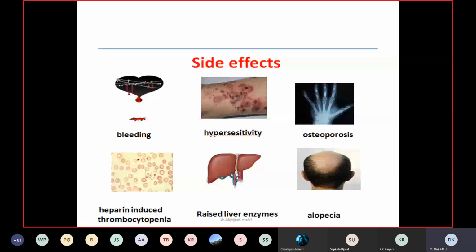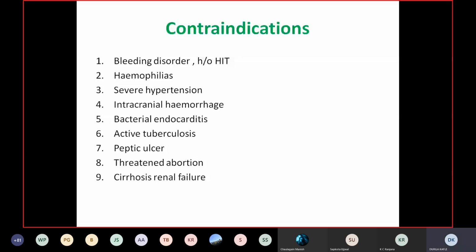What are the contraindications of heparin? You should not give this drug in bleeding disorders or with a history of heparin-induced thrombocytopenia. If the patient already has a history of this thrombocytopenia, never use this drug. In case of hemophilia due to the deficiency of factor 8 and factor 9, that is hemophilia A and hemophilia B, you should not give this drug. Also avoid it in severe hypertensive patients, intracranial hemorrhage, and bacterial endocarditis.